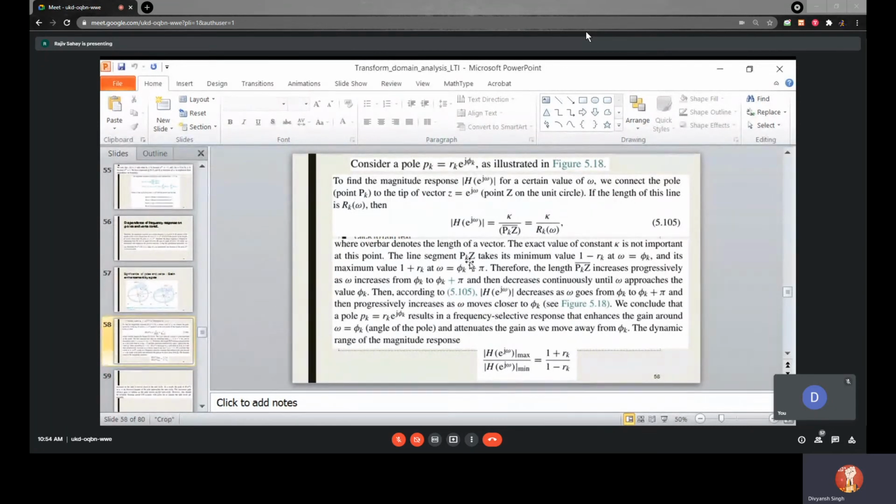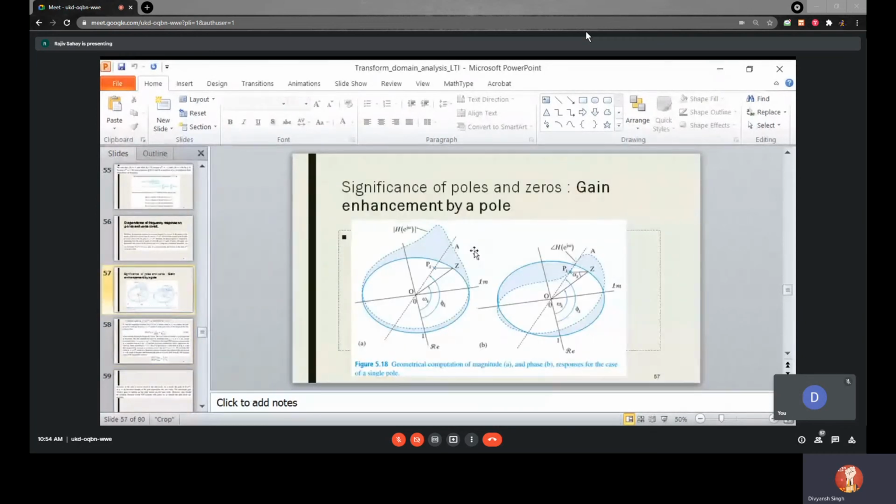So if you see this line segment pkz, it will take its minimum value 1 minus rk at omega equal to phi k. Suppose you put omega equal to phi k. That is, in this diagram, you put omega equal to phi k. We are just talking about one particular frequency. So omega is equal to phi k. If you do that, then this line will coincide with this line, right? And the magnitude of this line is 1 from here to here. So this point will go and sit here.